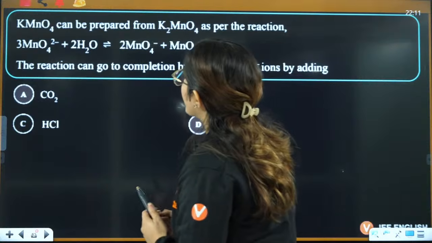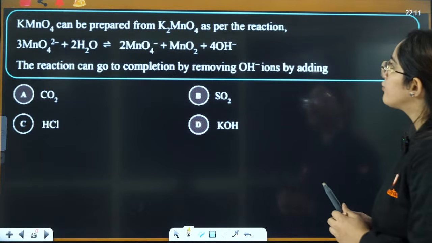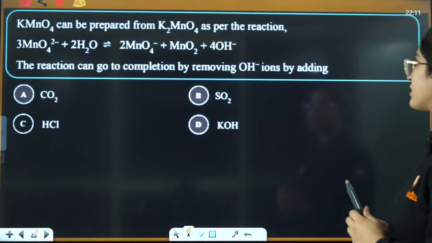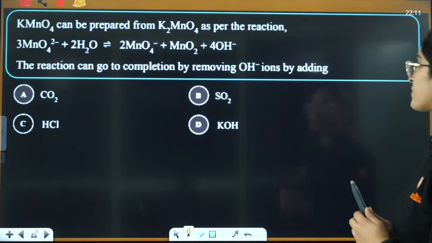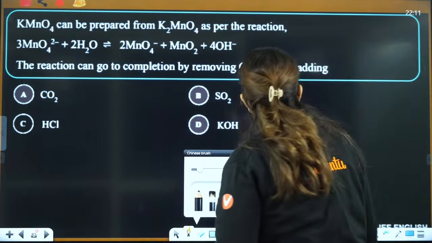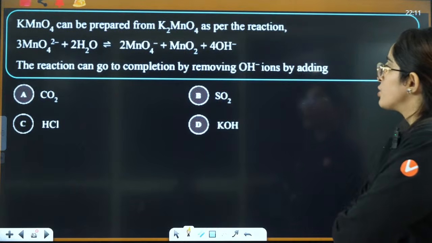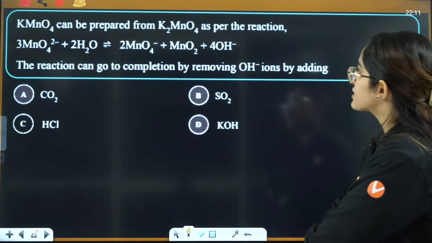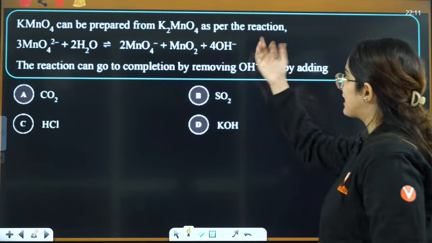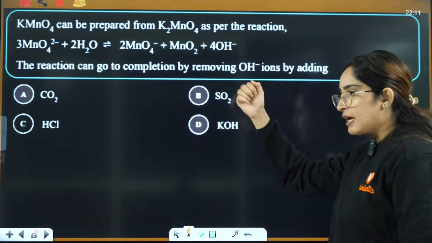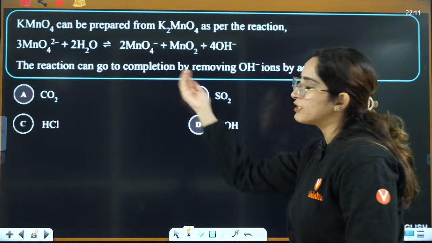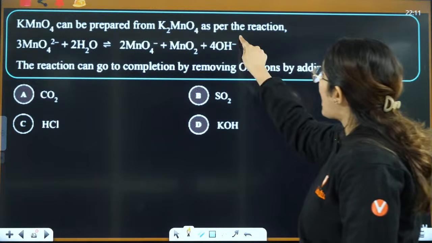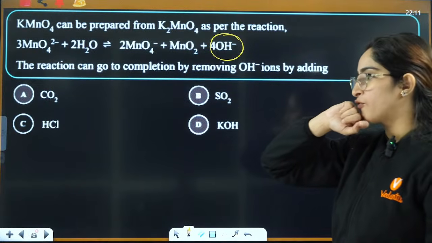So the question is, KMnO4 can be prepared from K2MnO4 as per the reaction. The reaction goes to completion by removing OH negative ions by adding what? Now this is an interesting question. You want to remove OH negative so the reaction goes to completion. As you remove OH negative, the product is decreasing. When you decrease the product, it will move in the forward direction, and then it will go to completion. So how you can eat this OH negative, that you have to tell here.